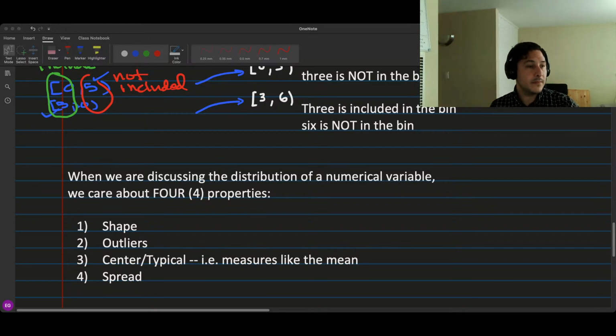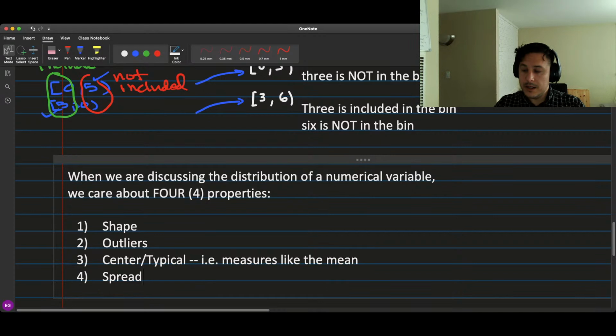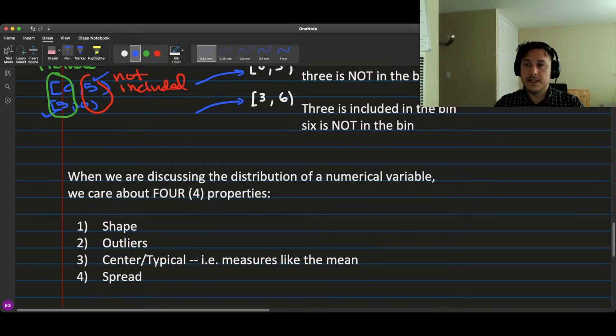And they're in order because to do this properly, you first need to know the shape. Then you need to look at whether there's outliers, and then you can talk about the center, and then you can talk about the spread. The acronym that people usually use to remember this is SOCS. S-O-C-S for shape, outlier, center, spread.